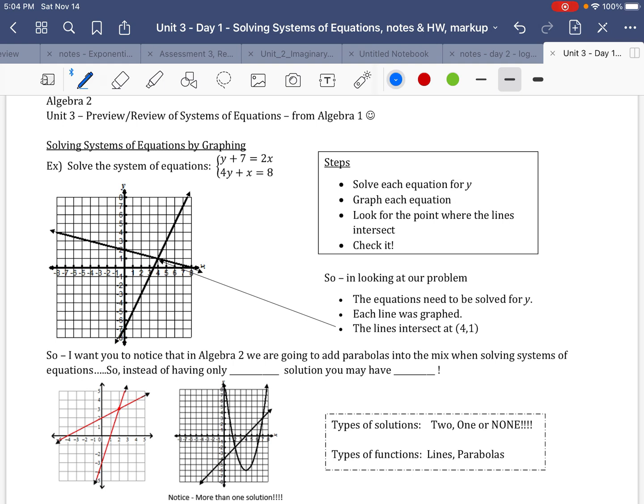So we are only going to solve them with graphing, and we're going to be using Desmos to do that, so it'll make it even easier. But we're going to add some different kinds of graphs from there this time. So anyway, let's just review what you did in Algebra 1.